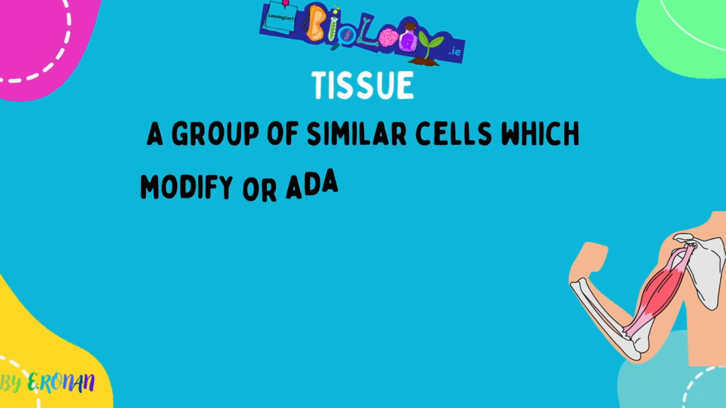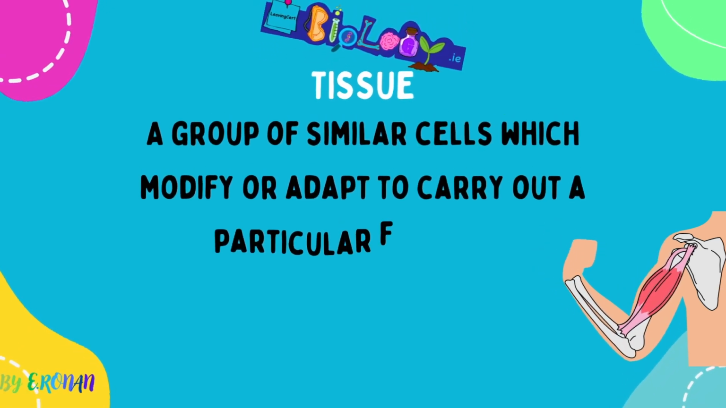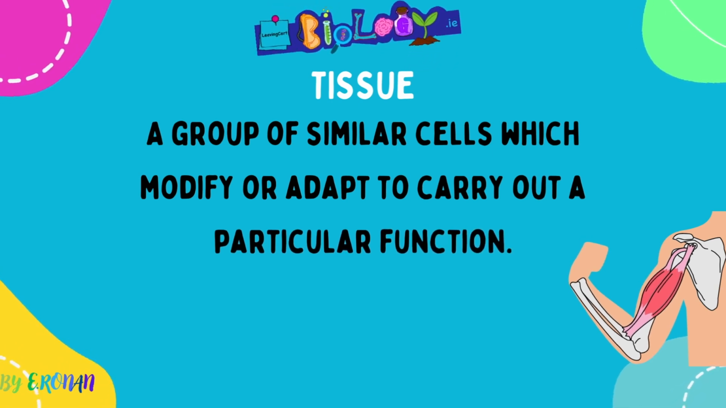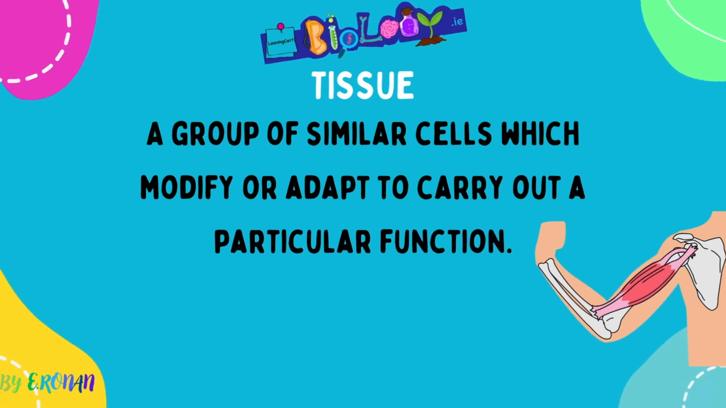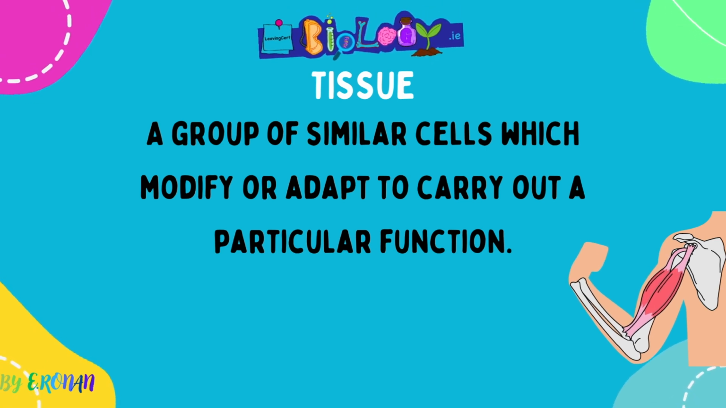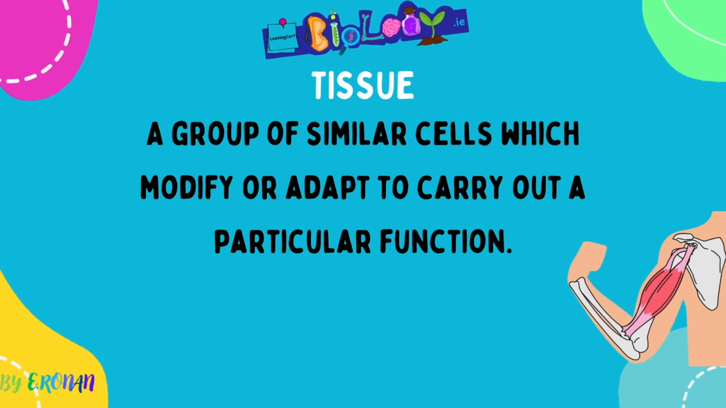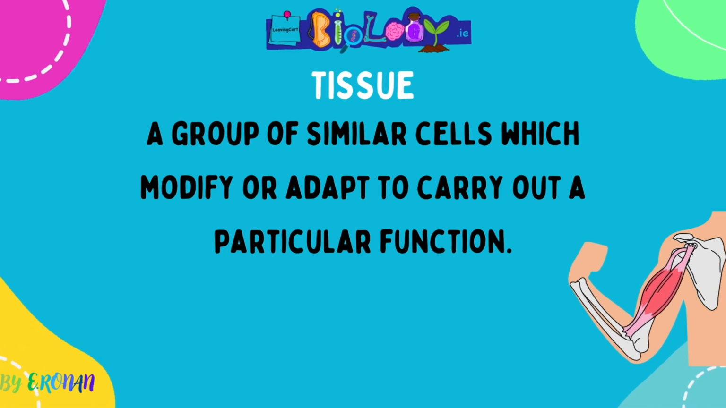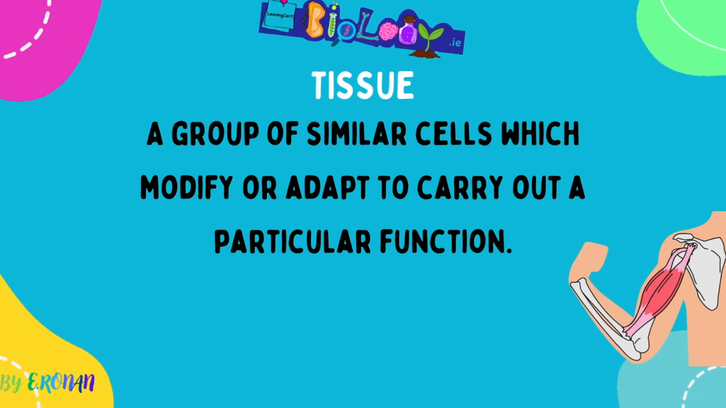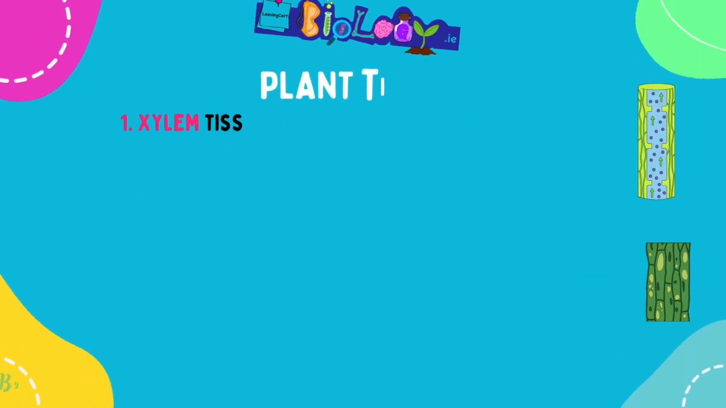Definition for a tissue, then, be very careful with this one. It's a group of similar cells which modify or adapt to carry out a particular function. You must make reference in your answer or definition to the cells being similar. We have to be able to give plant and animal examples of tissues. Animals are okay, but plants students struggle with.